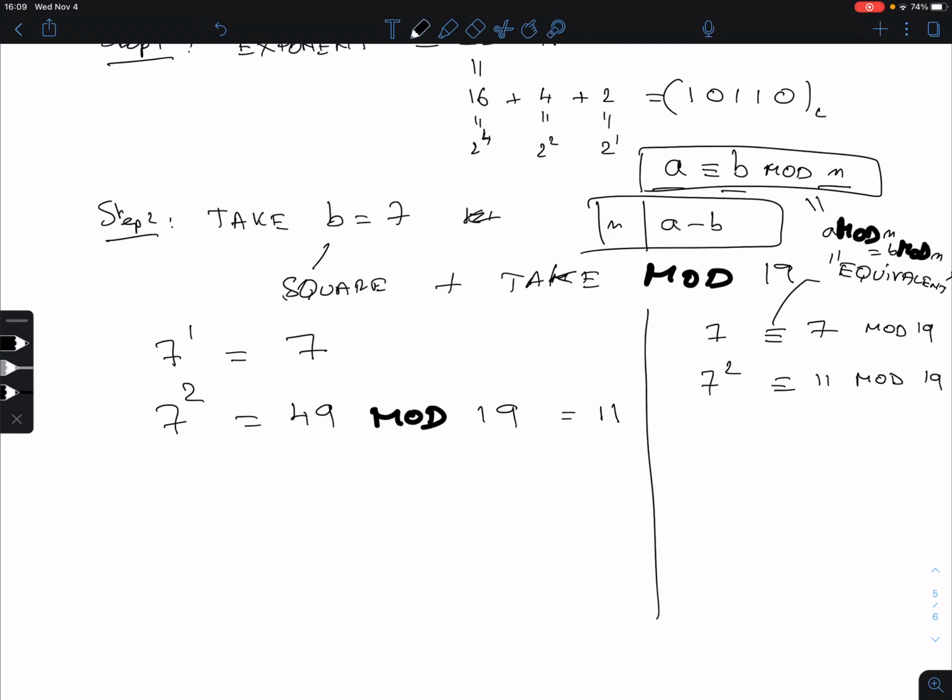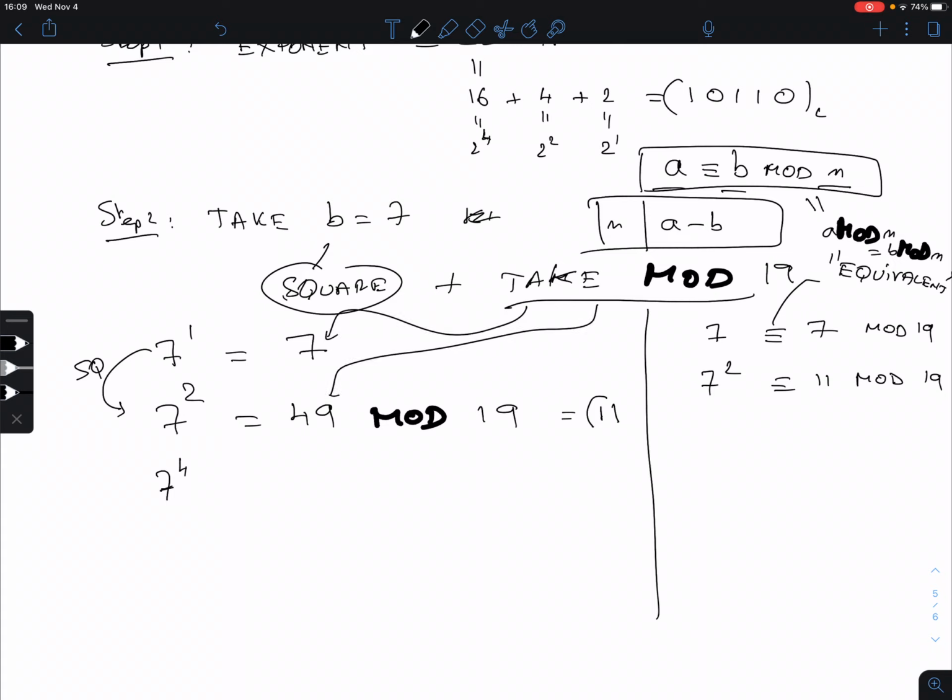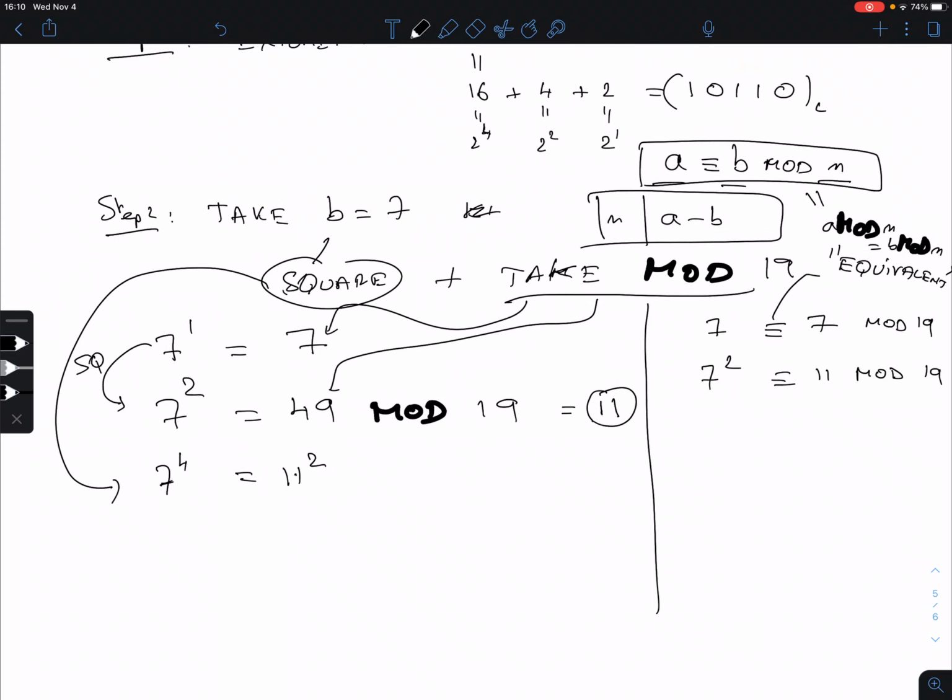Now, this is the key point. I'm going to take 7 to the 4th. I'm going to calculate the square of the previous one. So here I'm squaring the previous one, 7 squared, squared is 7 to the 4th, right? But 7 squared is the same as 11, so it's 11 squared. Let me color them. Squaring is red and taking mod 19 is green. So this is where I square, and this is where I calculate the mod 19.